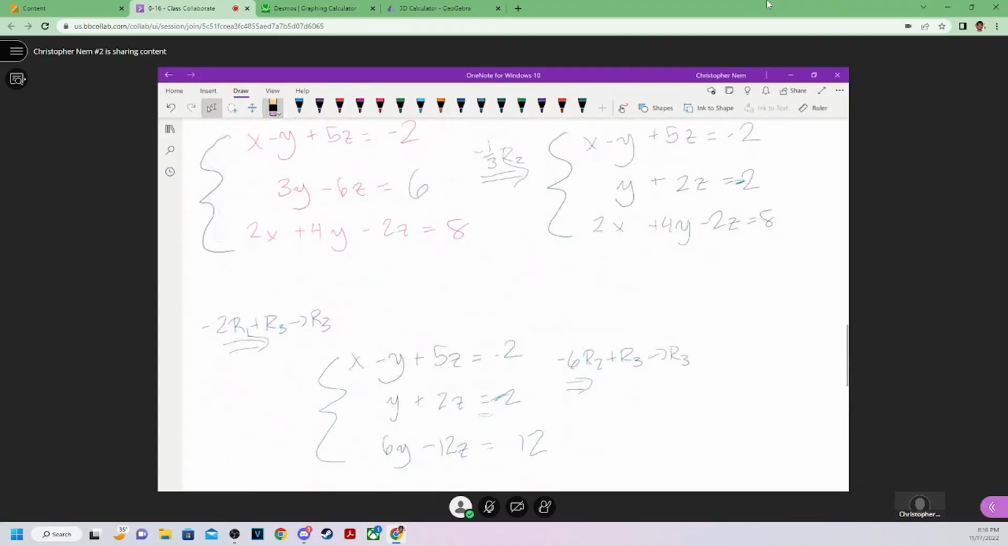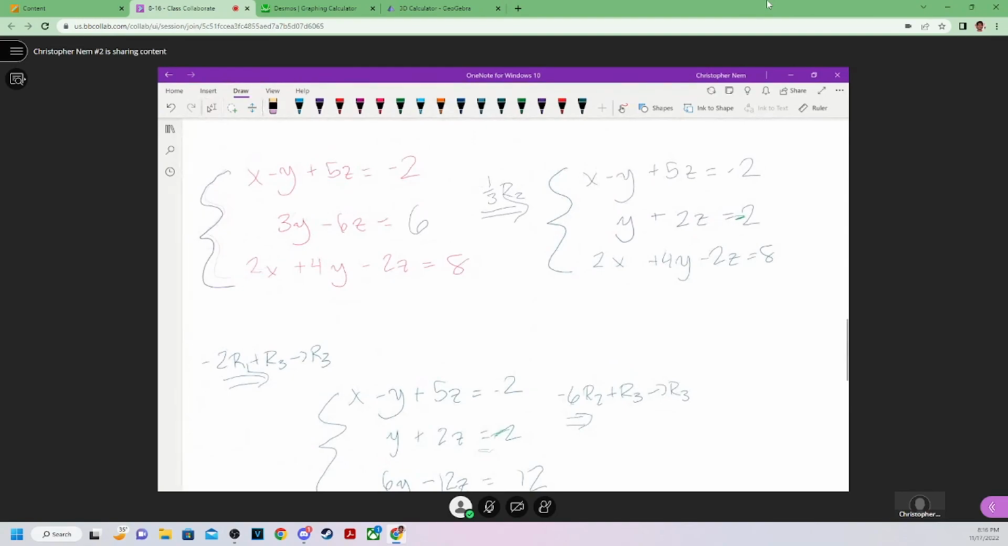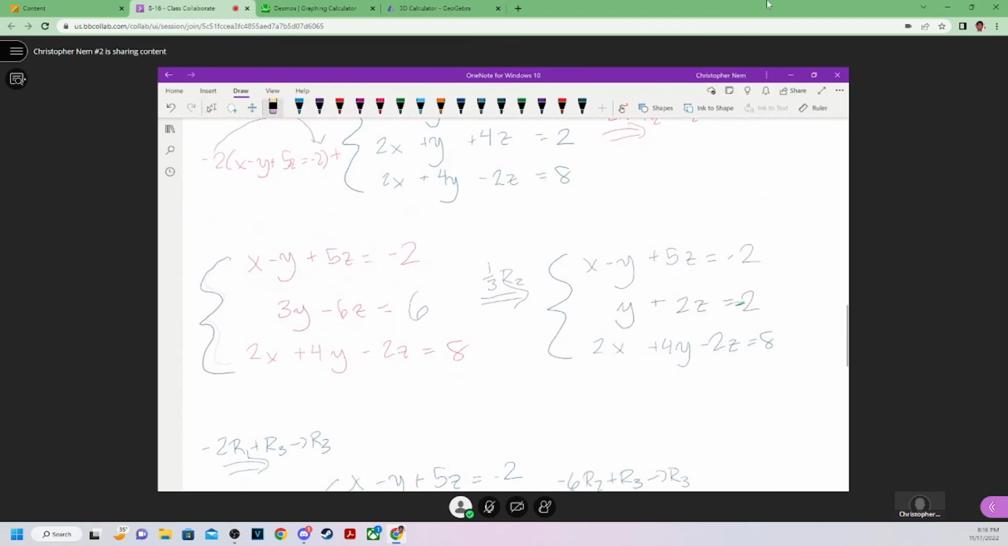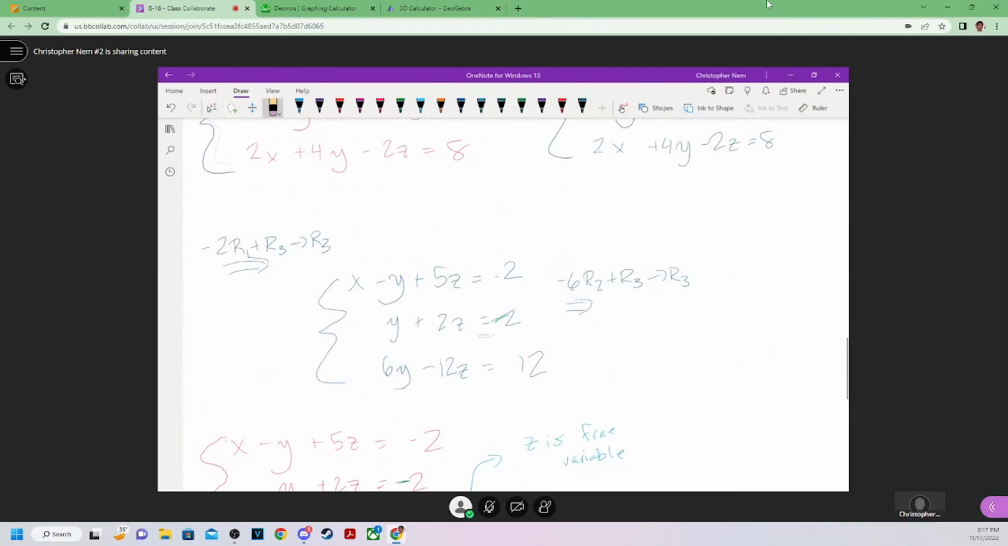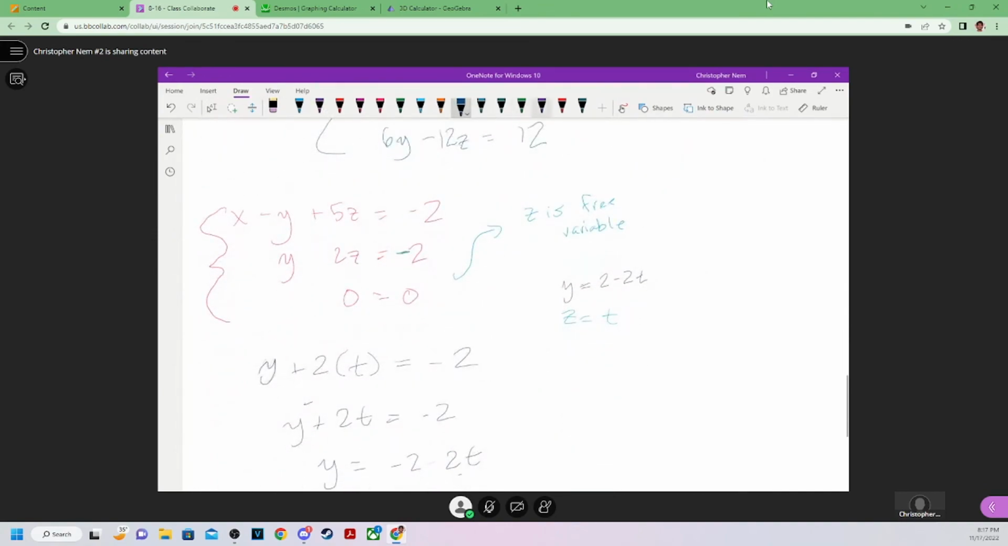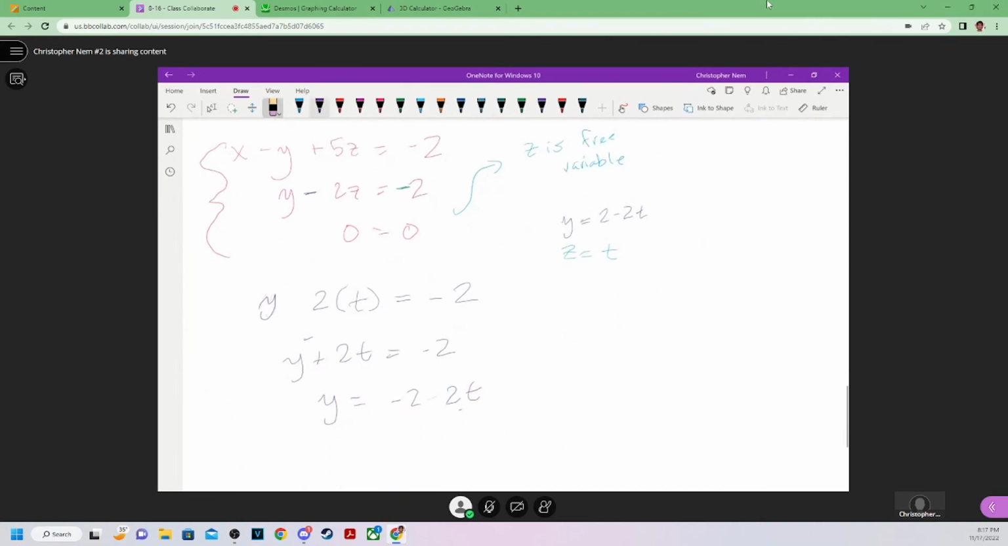I see what I did wrong. So this should have been positive 1/3. That's where I made a mistake. If I did positive 1/3 of it, this becomes y minus 2z, and then this should be positive 2. So I made an error: y minus 2z minus 2, and the last part is y minus 2z, and then this should have been y minus 2z minus 2. Now let me erase all this.